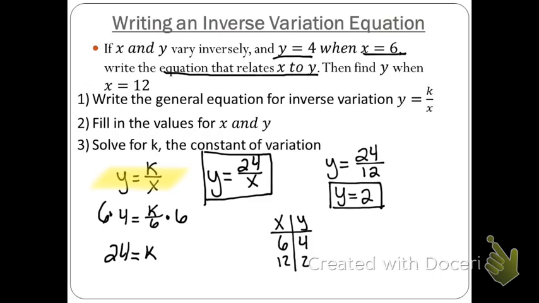You don't have to write the x and y chart. That's not required of you. You are just going to be asked to find the two circled things here: y equals 24 over x, that equation that you've created, and then to find the y value when we change the x. So in our case, y equals 2. Perfect. On to the next idea.